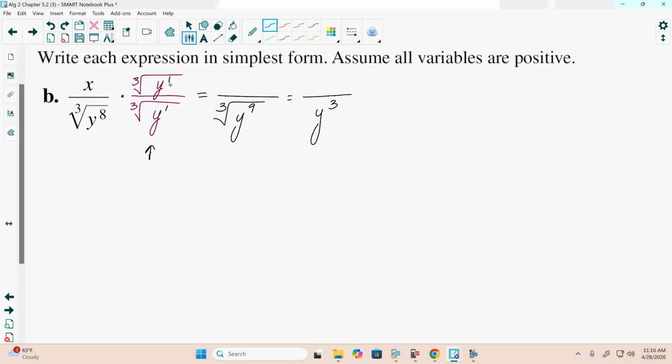But we also have to multiply the top. Since x does not have a cubed root, we can't multiply the x and y together. The y inside the cubed root and the y on bottom cannot simplify because the one on bottom does not have a cubed root anymore. So it's just x times the cubed root of y.